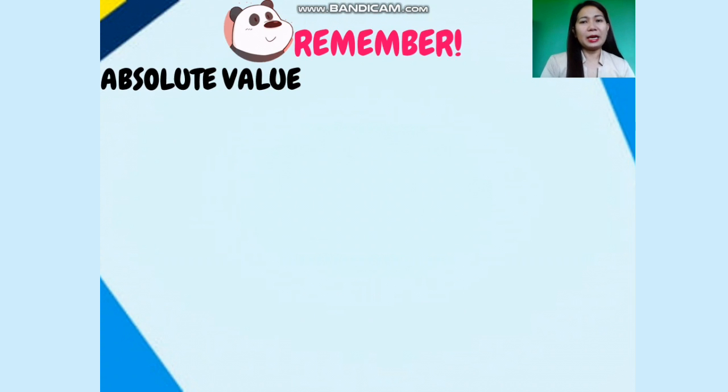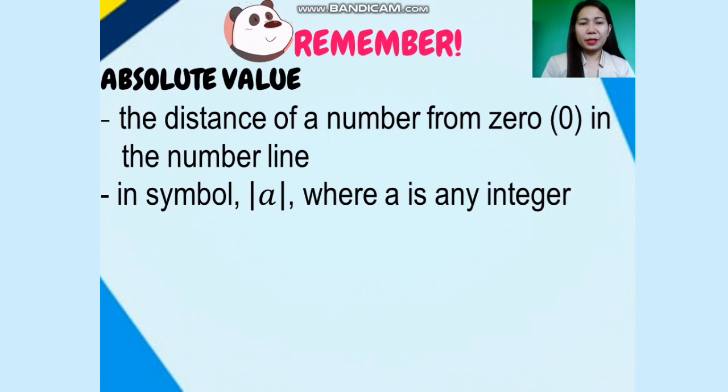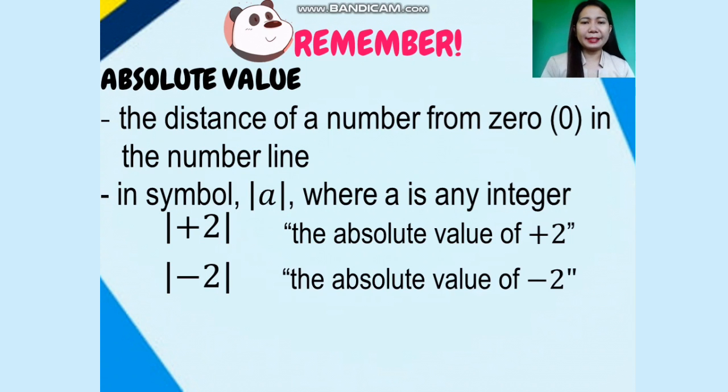So let us remember the concept of absolute value. This is the distance of a number from 0 on the number line. In symbol, we use 2 vertical lines and write a as an integer. For example, inside the 2 vertical lines is positive 2, and this is read as the absolute value of positive 2. How about this one? This is read as the absolute value of negative 2.